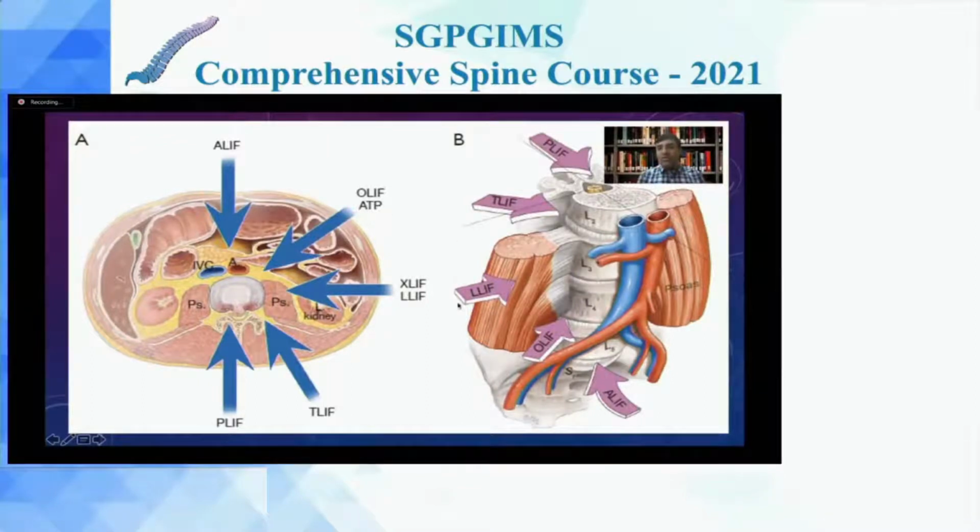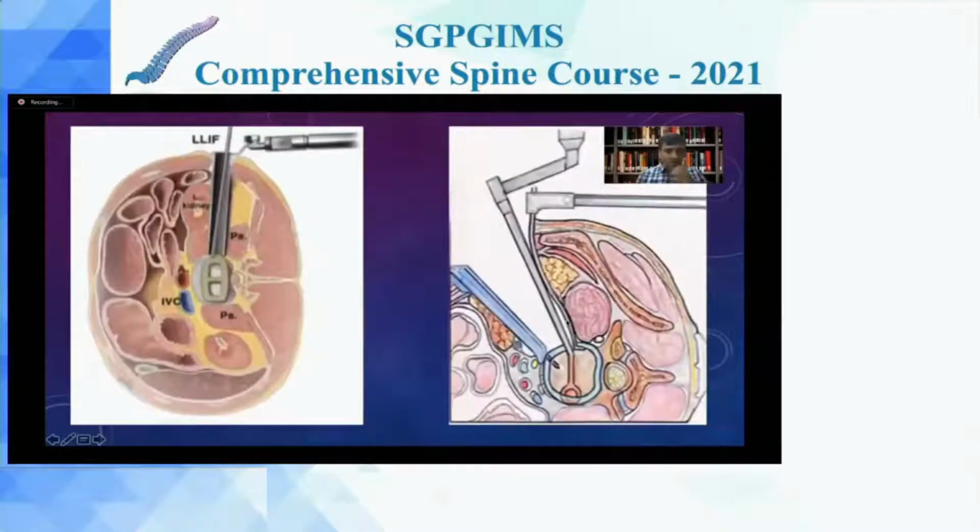In the coronal section, you can see here that you are going through the psoas muscle in LLIF and you're going anterior to the psoas muscle in OLIF. Now, what is the primary difference between LLIF and OLIF? LLIF is a much more direct approach in which you go laterally, and a better decompression of the disc space can be done, so a larger cage can be used as far as LLIF and OLIF are concerned.